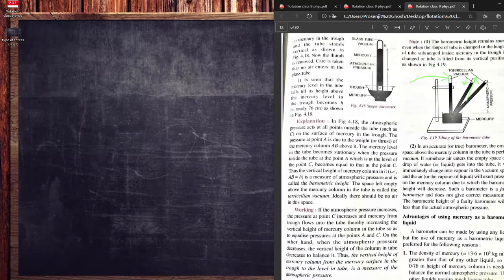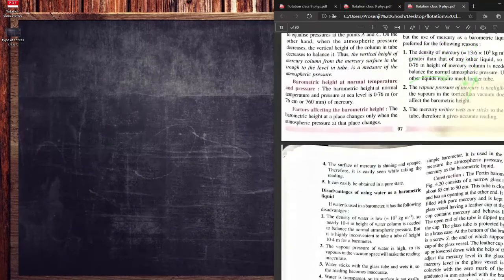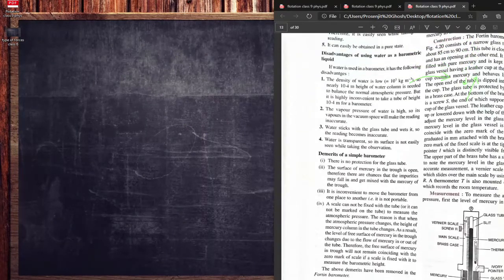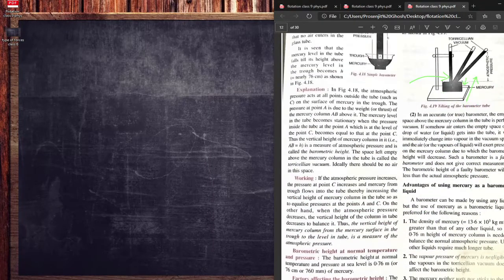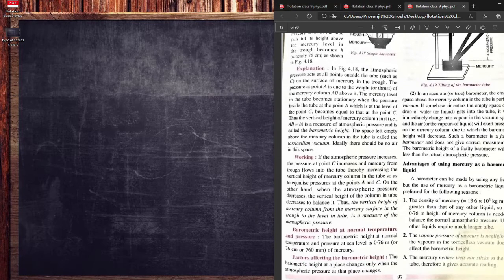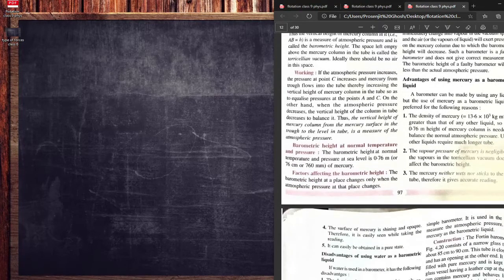So we have already learned how the barometer works and what its use is. A barometer is specially used to determine the pressure of the atmosphere. We know that already. So right now we are coming to this part: why do we use mercury in the barometer? That is the most vital question.